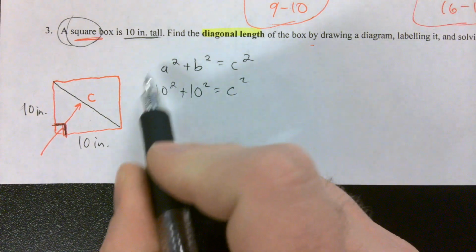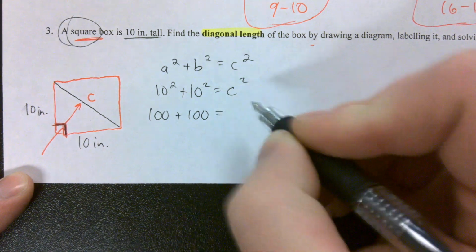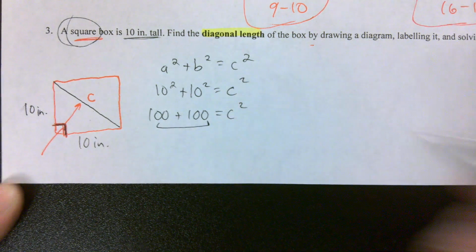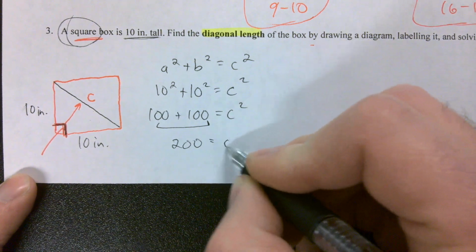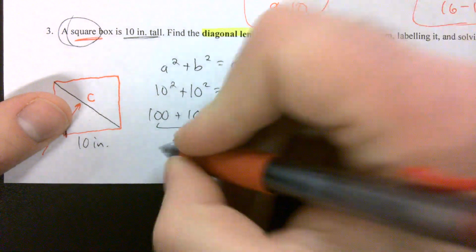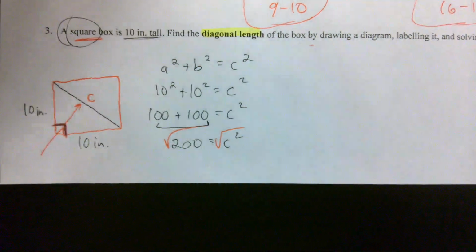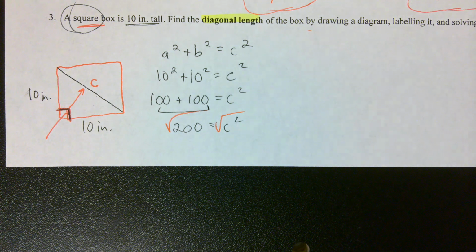What is 10 squared going to give me? 100 plus 100 equals C squared. Add those up, what do I get? 200. Not so bad. What do I do now? Square root both sides, thank you. Is 200 a perfect square? No, it is not. Closest perfect square to 200 is 196.